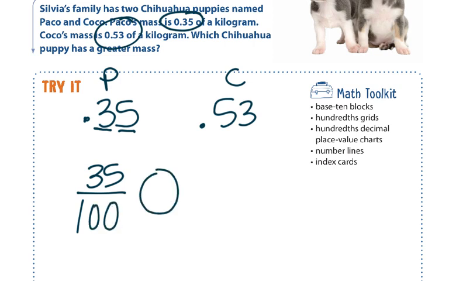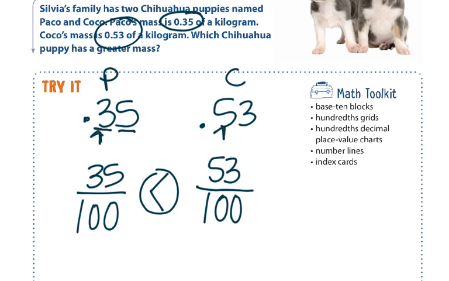Okay, and I'm comparing 0.53 hundredths. So I'll put it over 100. Okay, so I can see as long as the denominators match, I can just look at the numerator. Is 35 smaller or greater than 53? Smaller. Now let's look up here.